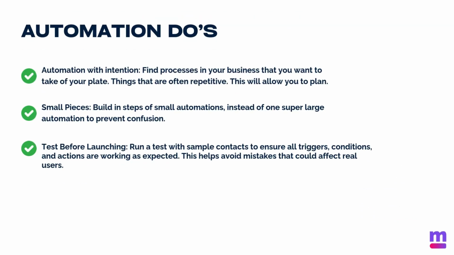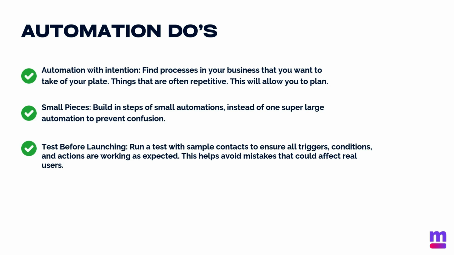So automation do's and don'ts. So you must automate with a purpose. So you have to find things within your business that you don't want to do or you're not good at. And if they are repetitive, it's a good indication that you could automate it. And this allows you to kind of create a plan of the tasks that you want to take off your plate. Then you want to use automations to build small steps.